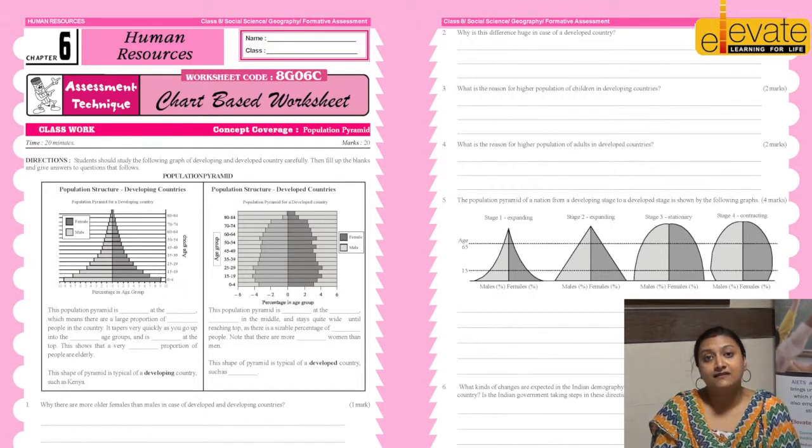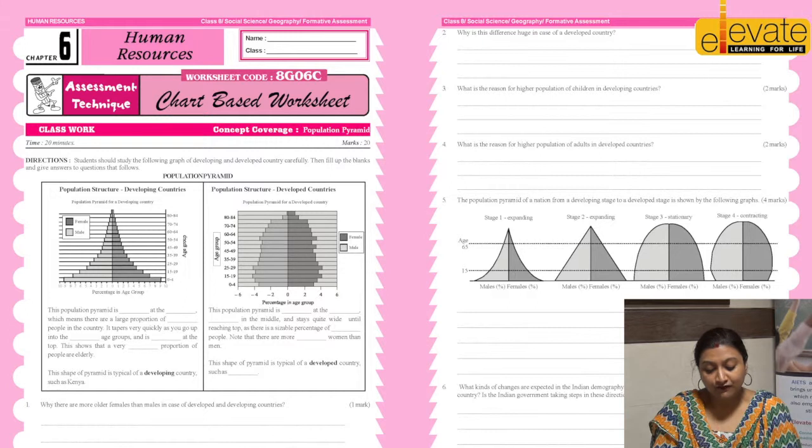Now, this worksheet starts with 2 beautiful graphs, depicting a developing country and a developed country, followed by a closed test, where students will learn how death rate, birth rate, and population growth affect the population.